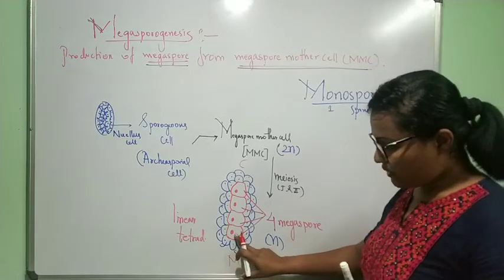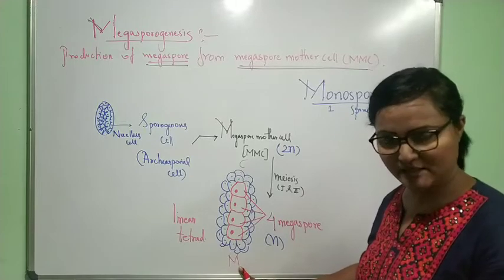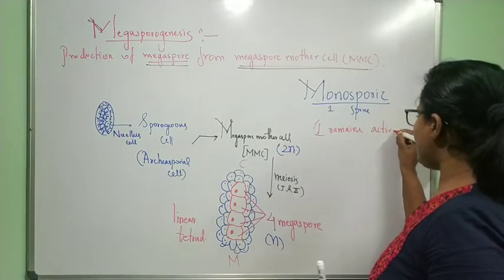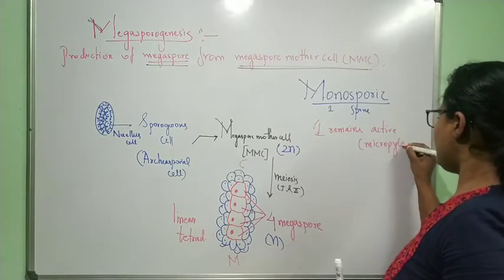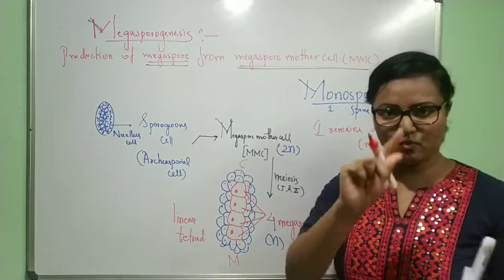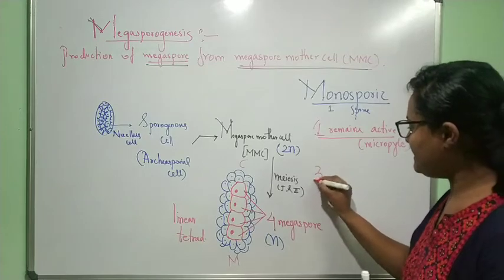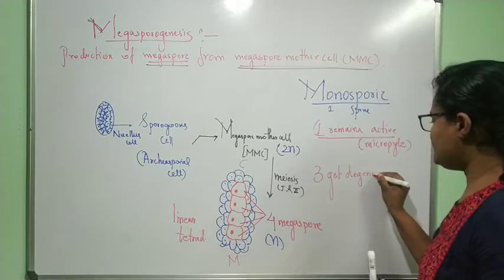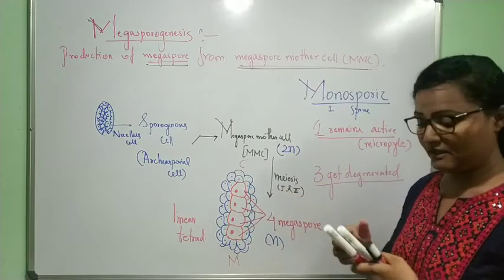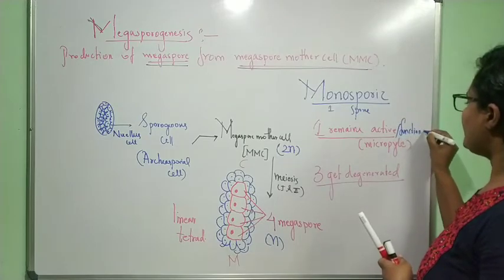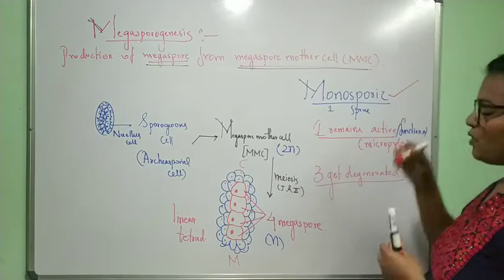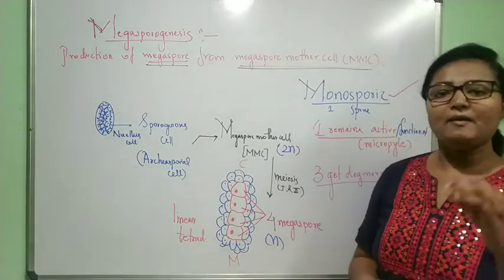What happens? The megaspore which is present near the micropylar end, that one megaspore remains active. This is a very important exam point of view. The megaspore present at the micropylar end remains active, and the remaining 3 degenerate. So 1 remains active or functional. Hence the development of a megaspore in angiosperms is also called monosporic development. So this is megasporogenesis.